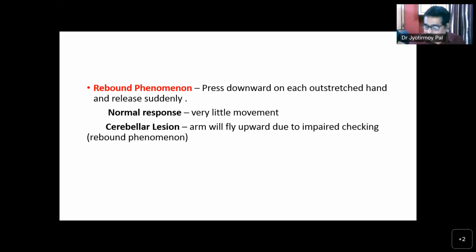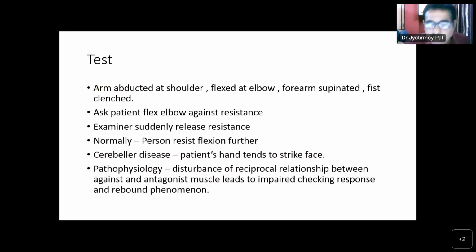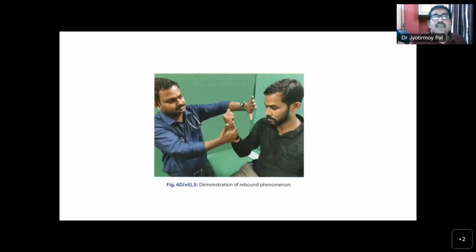Now the rebound phenomenon. This test is very important. I am coming to the test. What is the rebound phenomenon? The arm should be abducted at the shoulder, like this. You see, the arm is abducted at the shoulder, the elbow is flexed and the forearm is pronated. Now you put your hand like this. The examiner will pull this side, the patient will pull this side, and keep your one hand like this. So what will happen? Suddenly you release your arm.